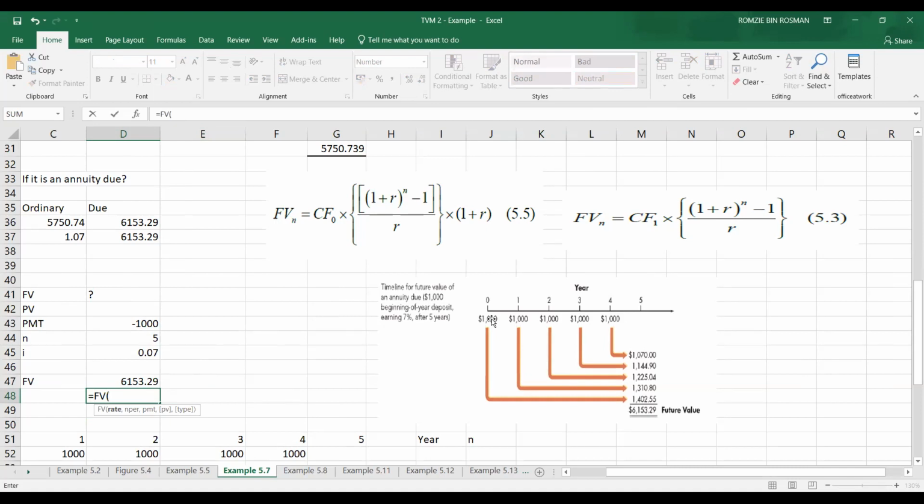Okay. So future value, rate, your N. We don't want to duplicate, so no present value, correct? Agree? Yes. Okay. Now you can change. So this is by default zero. By default. Because this is annuity due, you put 1.